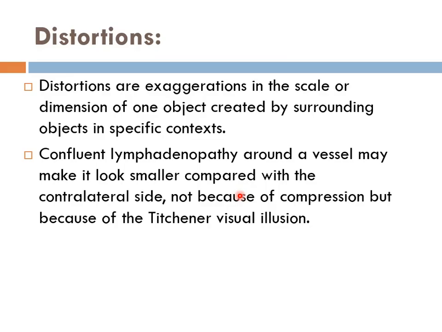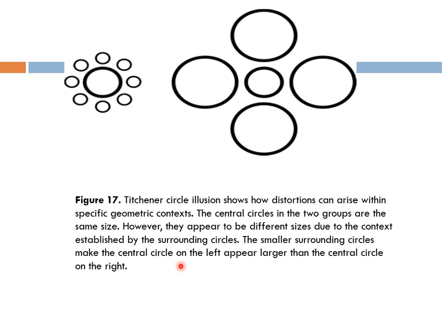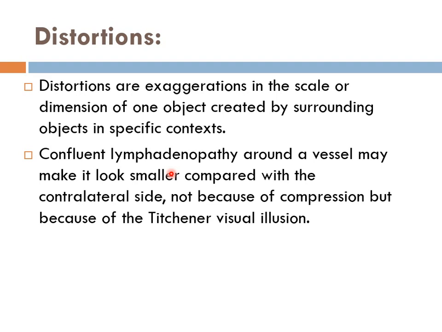Another type is distortions. Distortions are exaggerations in the scale or dimension of one object created by surrounding objects in specific contexts. Like this one, the Titchener circle illusion. We have these two circles in the center; they are the same size, but when they are surrounded by multiple small circles, they appear larger than when surrounded by large circles. This is like when we see confluent lymphadenopathy around a blood vessel: the blood vessel looks smaller, and you may think there is compression, but actually there is no compression. It's an illusion.